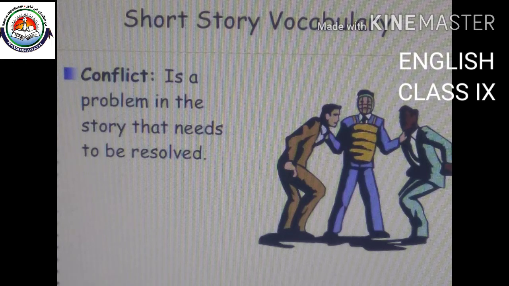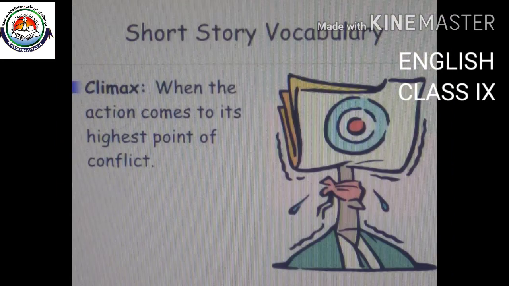Conflict is a situation or a problem that is created in the story, and this situation is to be solved by the main character of the story with or without the help of the other characters. As you all know, all the stories will have a climax which says about the highest point of conflict and says about a happy ending or a sad ending, whatever is there, which says about an ending to the story.